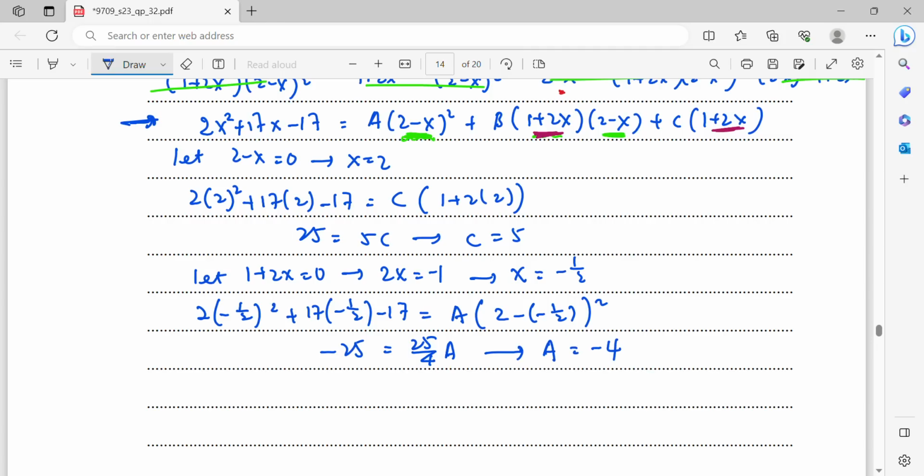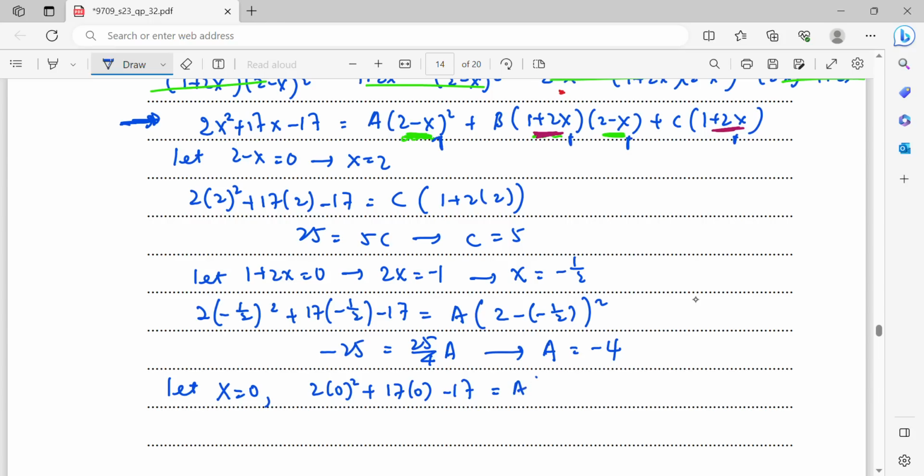Since we have used up the two factors in the equation, to get another unknown you can just let x be any other number. Let's say x equals 0. So when you substitute x equals 0, the left hand side, first two terms will be 0. The last term is minus 17. So now you have to replace x by 0 for all the terms here.